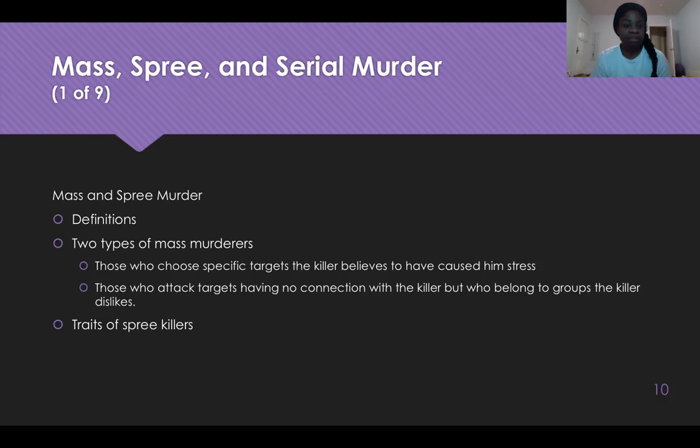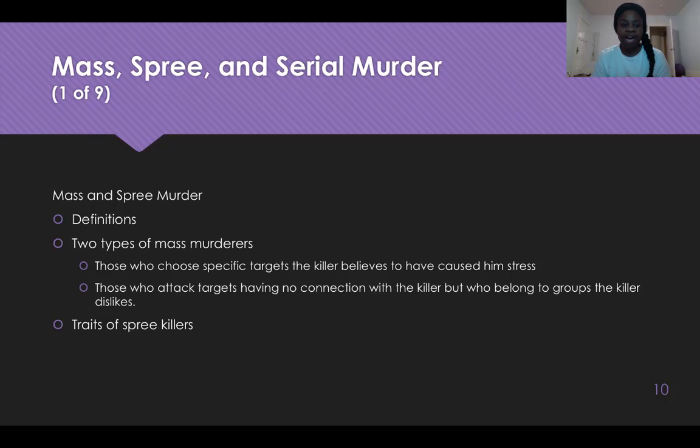So let's go into mass and spree murder. Mass murder specifically, so we'll get into the definitions first. Mass murder is the killing of several people at one location that begins and ends within a few minutes or hours, usually with the death of the killer, specifically by suicide. Spree murder, on the other hand, is the killing of several people at different locations over a period of several days. Good? Okay.